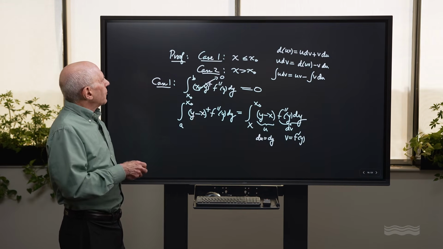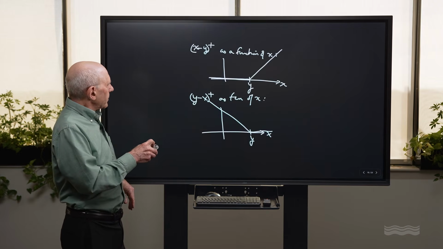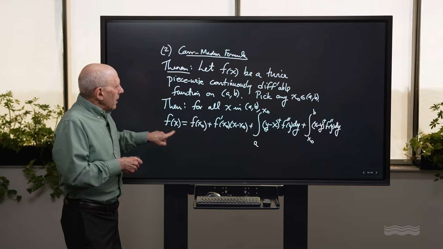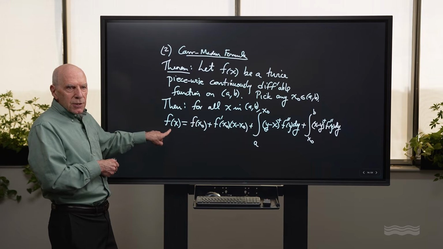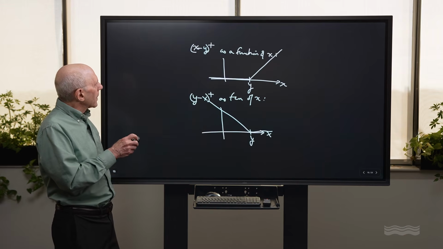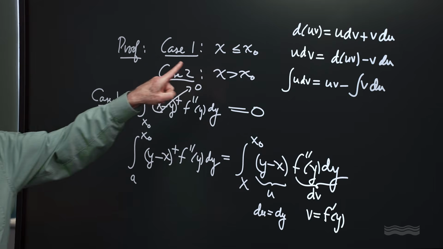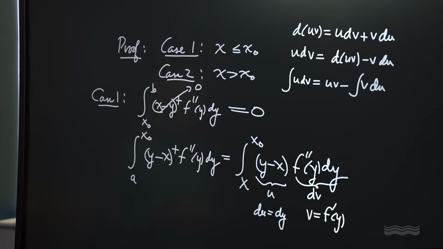Okay, so here's the proof. We're going to divide this into two cases. Notice in the theorem, we only have to verify this as an identity for a fixed x, for each x separately. So we're going to do this one x at a time. Case 1 is when x is less than or equal to x naught. Case 2 is x bigger than x naught.